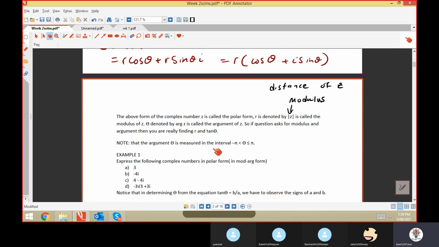Note that the argument theta is measured. I'm going to get into that point in a second. So let's pause this recording.